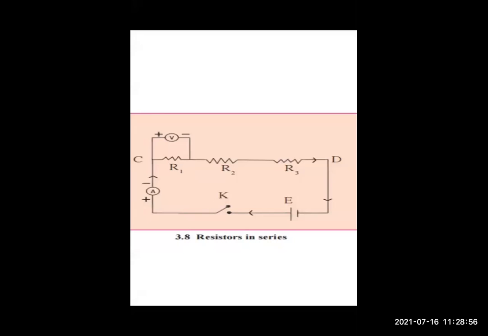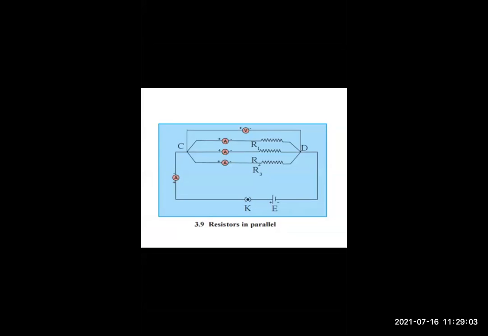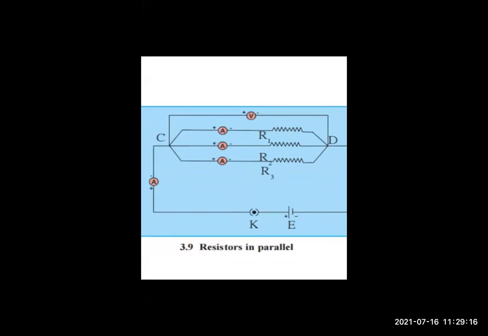Okay. So now next is regarding resistors in parallel. Suppose you're connecting the resistors in parallel. Now here in the diagram, what you can see? Resistors are connected in parallel when the ends are connected at both sides. You can look at the diagram how the resistors R1, R2 and R3 are connected. They are connected in parallel between points C and D.